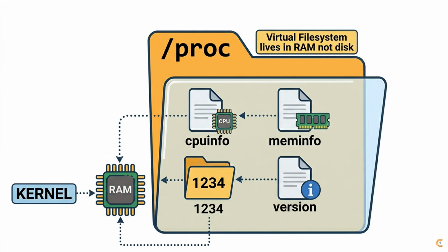/proc is a virtual file system, meaning the files in it don't actually exist on disk. They're generated on the fly by the Linux kernel to give you information about running processes and the system state. So /proc/1234 would give you info about the process with ID 1234. /proc/cpuinfo tells you about your CPU. It's like a live window into your running system.